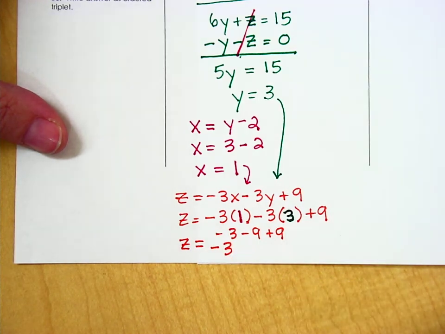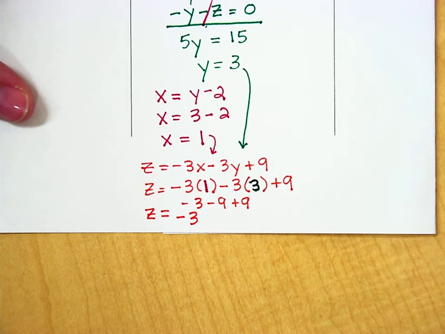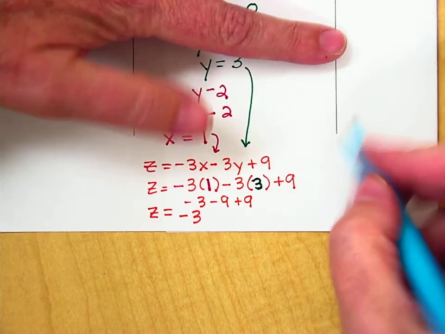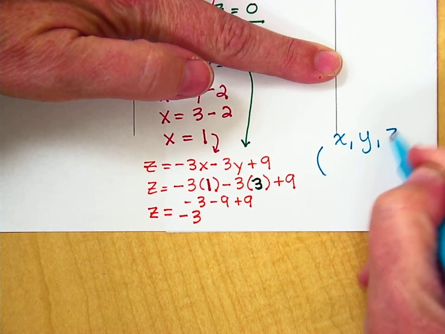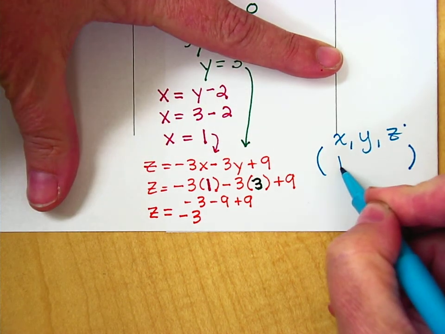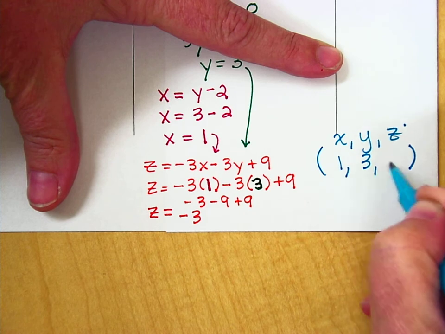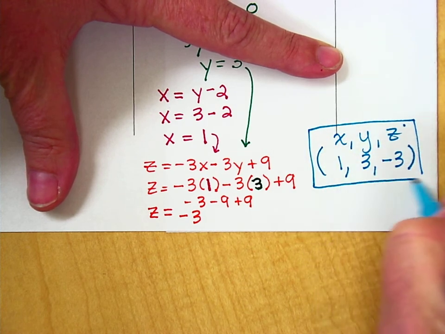This is called an ordered triple because I have an x, a y, and a z, so my final answer should be written as an ordered triple in the form x comma y comma z. So x comes first: 1 comma 3 comma negative 3. And that's the final answer.